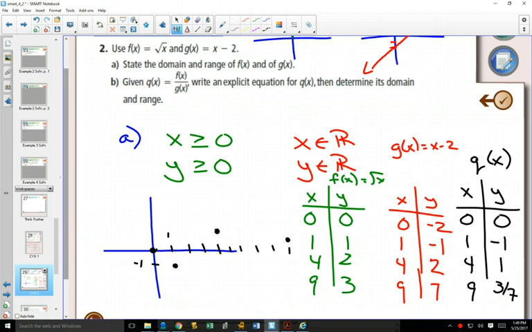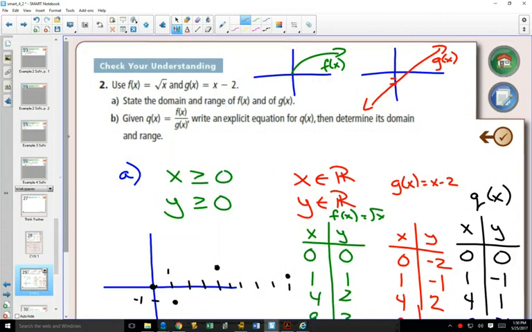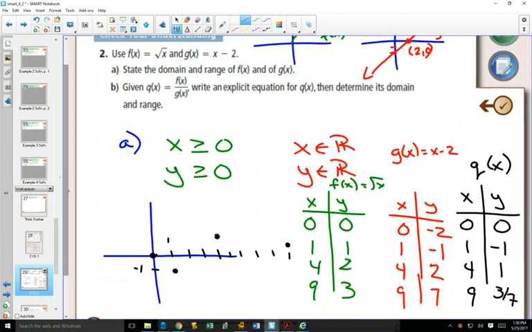Unlike other times, I don't really get a sense of what this graph looks like by drawing my points, because you could connect those in a bunch of different ways. Another key thing is looking at, we're dividing by our red graph. Our red graph has an x-intercept right here at (2, 0). And when we have that, we would be dividing by 0, so that's going to add an asymptote, a non-permissible value at x equals 2.